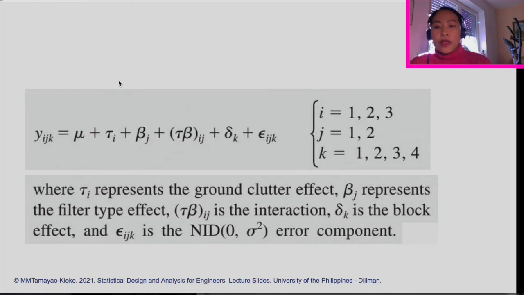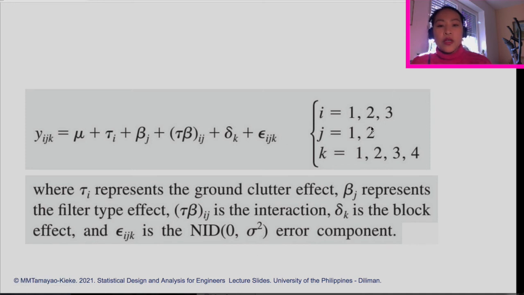Okay, so the relevant ANOVA equation would therefore be like this, where tau i represents the ground clutter effect, beta j represents the filter type effect, tau beta ij is the interaction between ground clutter and filter type, and delta k is the block effect. And then of course you have your error, epsilon ijk, which is normally and independently distributed with mean 0 and variance sigma squared.